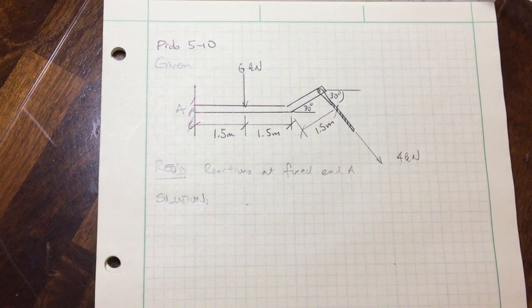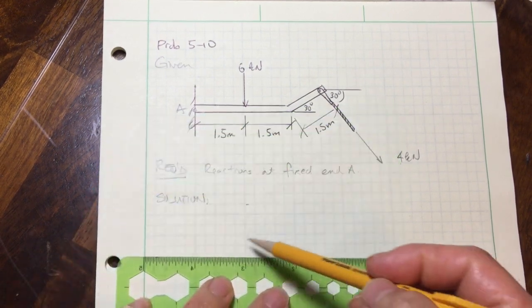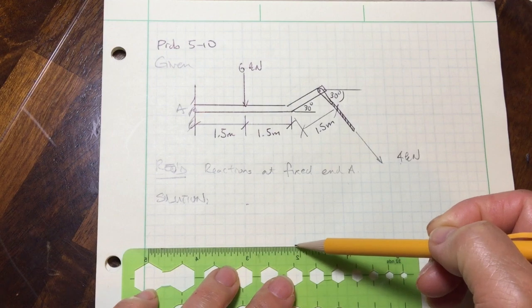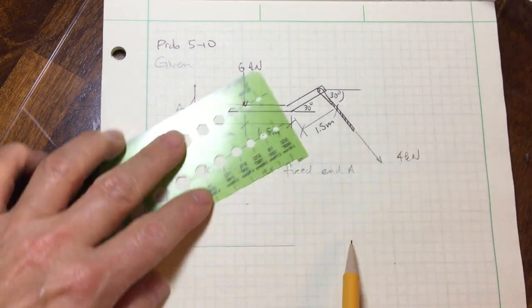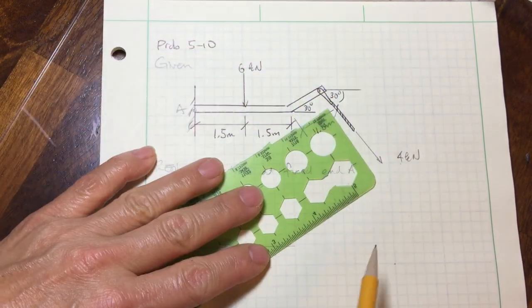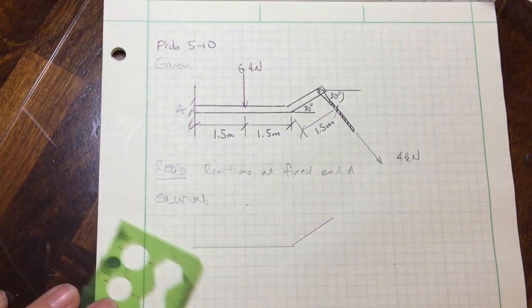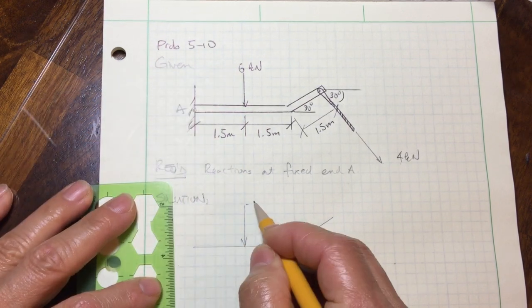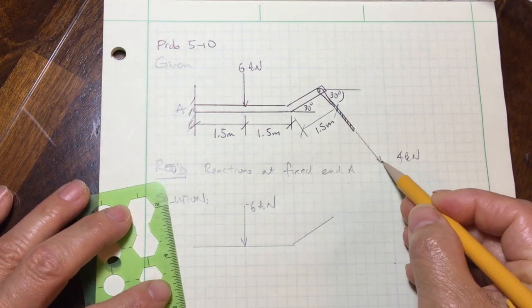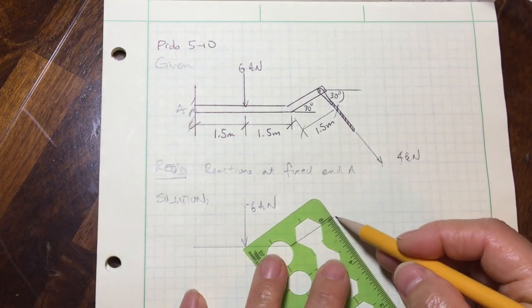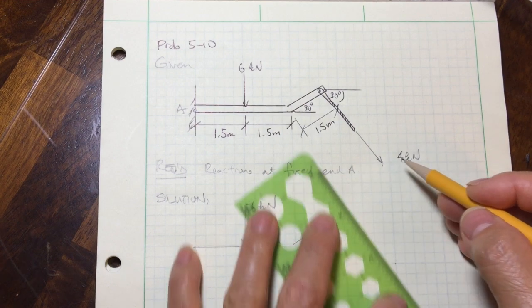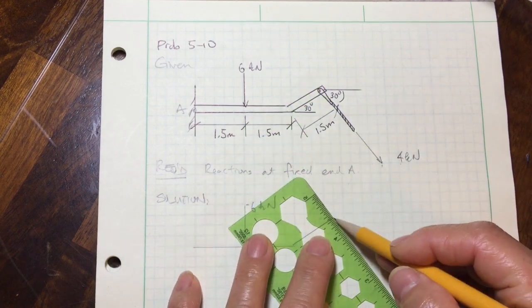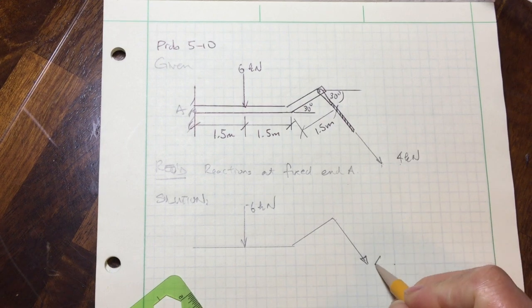So here's our solution. We have to draw the free body diagram. I'm going to idealize that beam like this, and I'm going to draw the 6 kilonewton force. And I'm going to draw that 4 kilonewton, and it pulls in that direction.